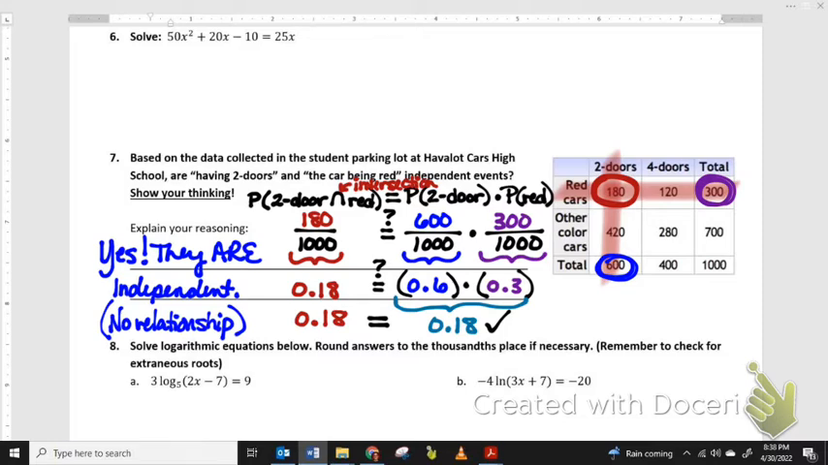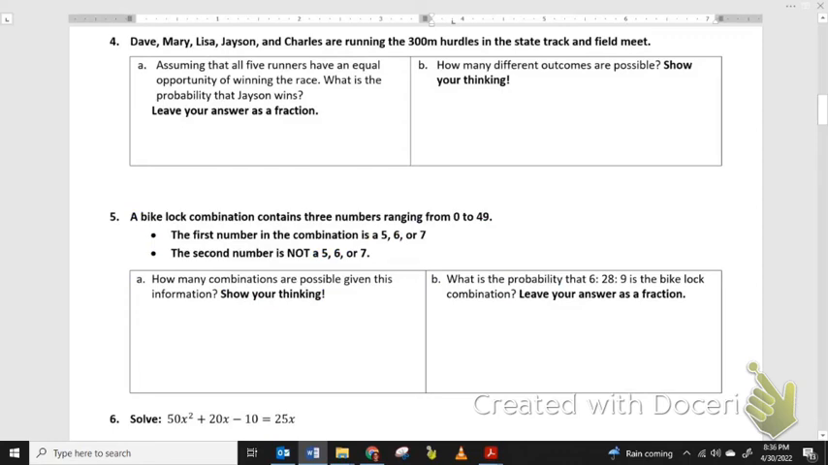What else would you guys like to look at? Number 5? Absolutely. A bike lock combination contains 3 numbers ranging from 0 to 49. If it goes from 0 to 49, how many options do we have there? 50 options.